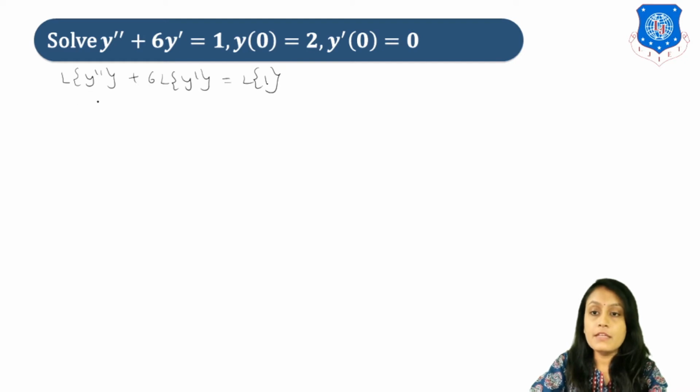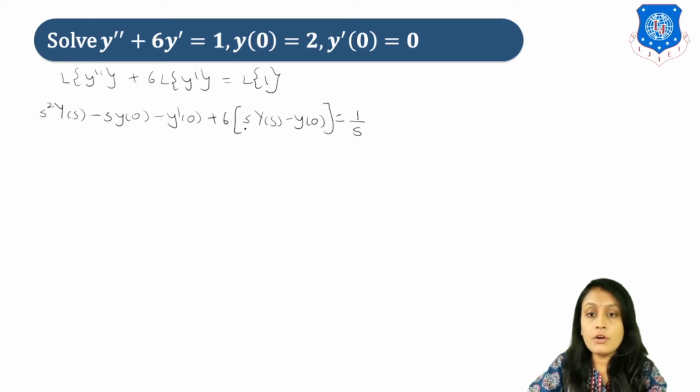Now we'll apply the formula of the Laplace transform of y'', that is s squared Y(s) minus s y(0) minus y'(0), plus 6. Now we'll apply the formula of the Laplace transform of y', that is sY(s) minus y(0), is equal to the Laplace transform of 1, that is 1 upon s. Now we'll bring this Y(s) together, so here we have (s squared plus 6s) Y(s).